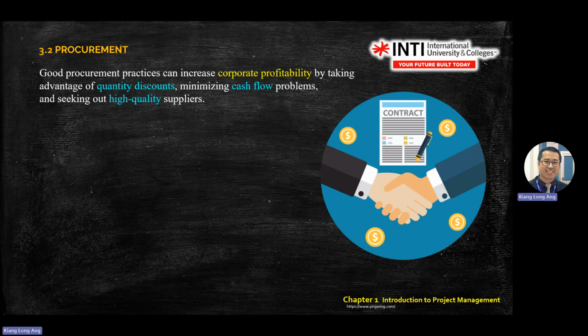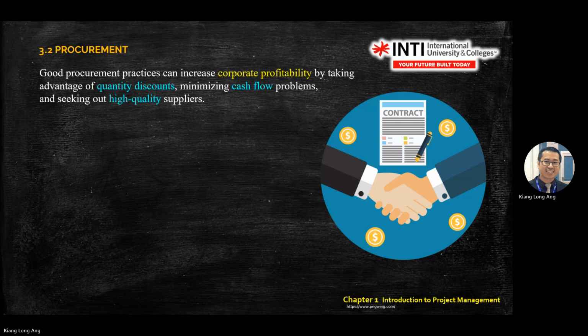What is good procurement practice? Of course, in business, the first thing is profitability. I must make profit. So the main point here is that good procurement practice is to make money. Of course, in the answer, you must try to use the yellow color keyword. Use the word profit or make profit. Don't write make money, use the word profit. The keyword is profit. So good procurement is to make profit, to make sure the company is making profit.